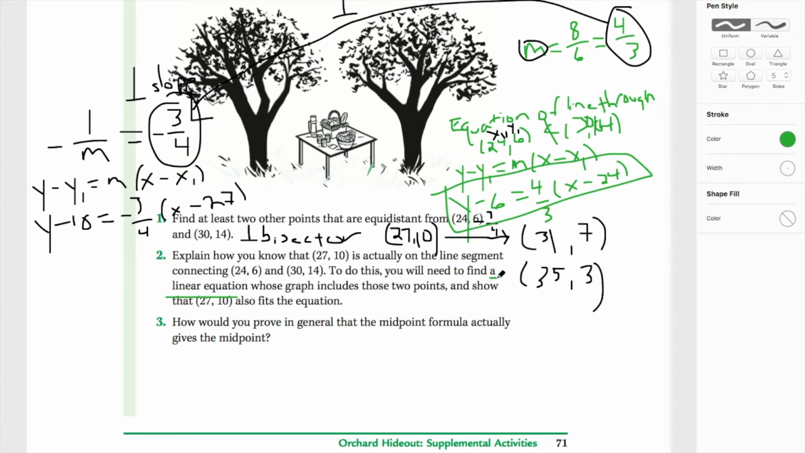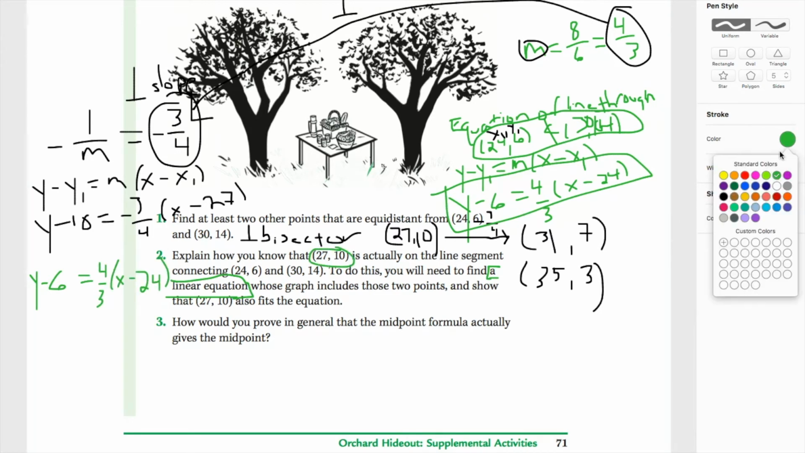And then they say a linear equation. That's supposed to remind you there are several forms. You might have found the y equals mx plus b form of the equation that goes through those 2 points, (24, 6) and (30, 14), and that's fine. This is faster. This is easier for me. I got it using the point slope form. So that's what I'm going to use over here to figure out if (27, 10) is going to be on this line.